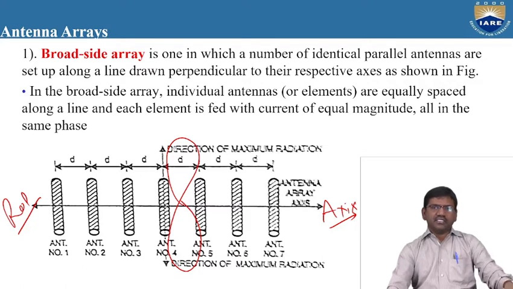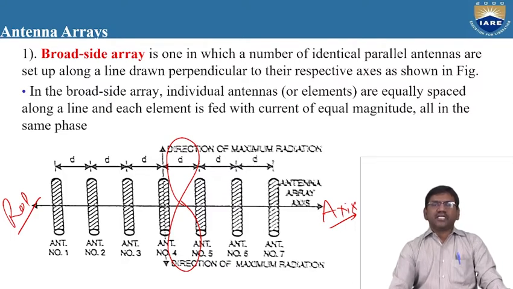Such a design, where a number of identical elements are arranged parallel to each other and attached perpendicular to the rod or axis of the array, with the direction of maximum radiation perpendicular to the axis of the array, we call a broadside array.